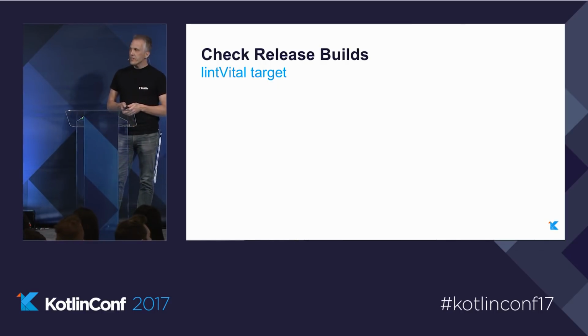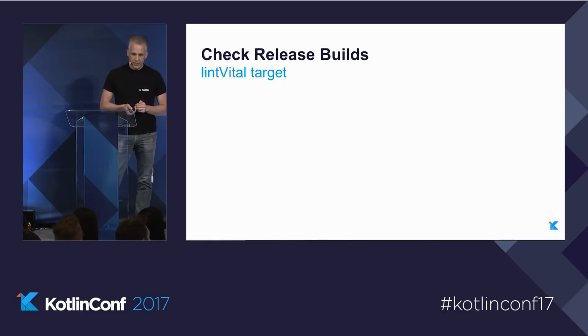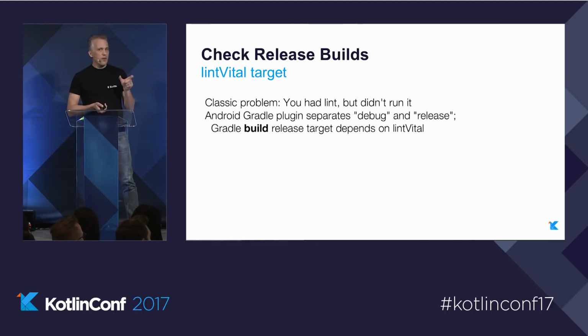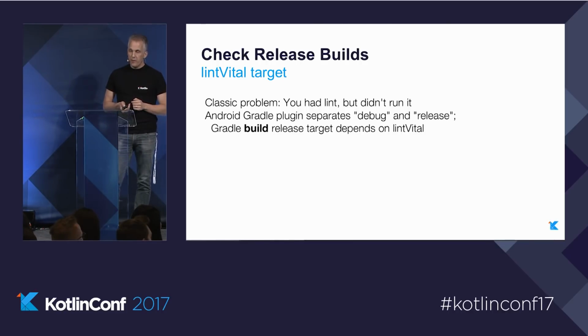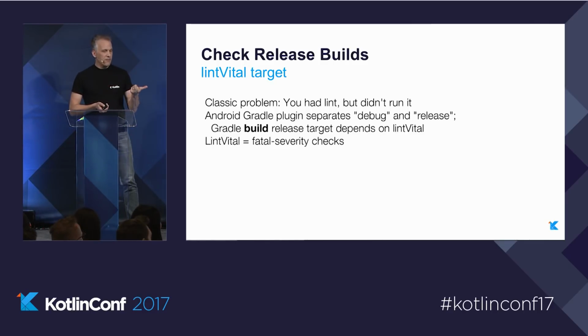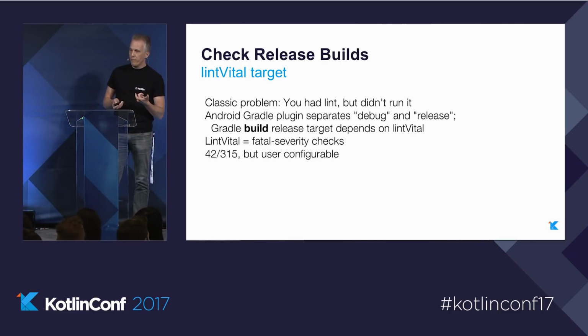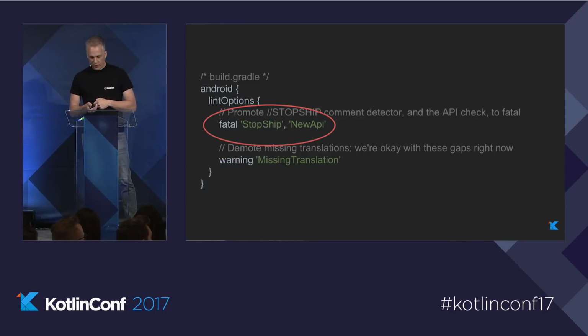All right, Lint also has a feature to solve the problem where you ship bugs into production because you forgot to run Lint. So the way we can do that is that in Android, we know the difference between a debug build meant for your computer and a release build meant for the Play Store. And so every time you build for the Play Store, we run Lint on a subset of checks. We call this target Lint Vital. We basically look for issues that have fatal severity, and we will enforce those. So there's around 40 checks today that are considered part of the fatal run. You can configure your own checks in your Lint options to say, actually, I want you to check for stop ship comments and break the build if anyone uses that in the code.